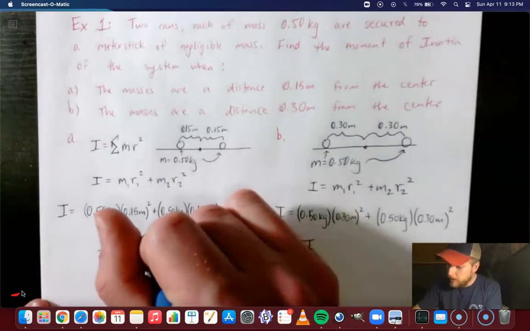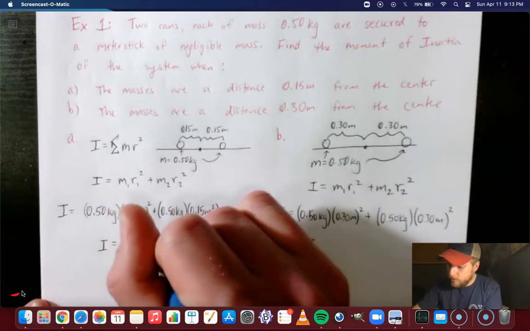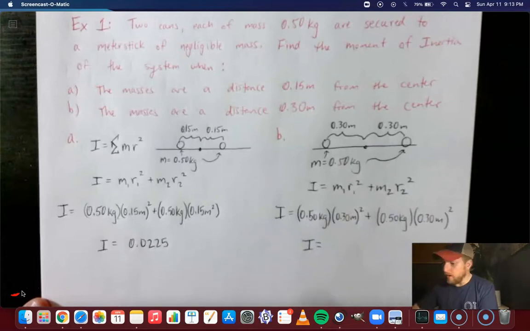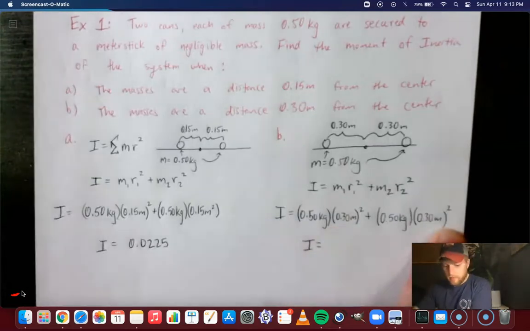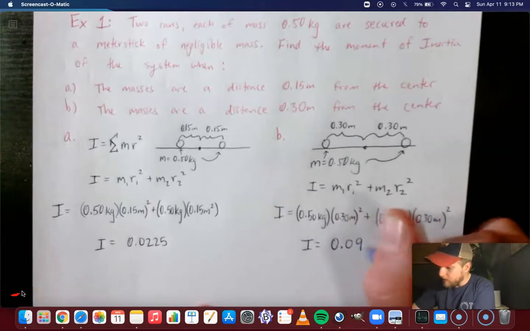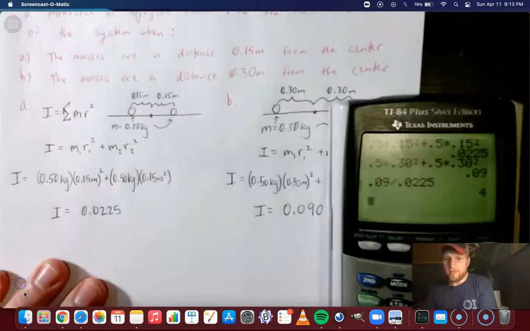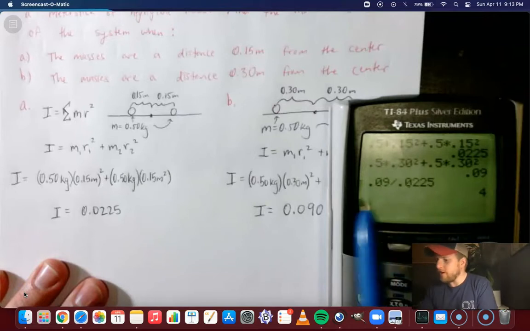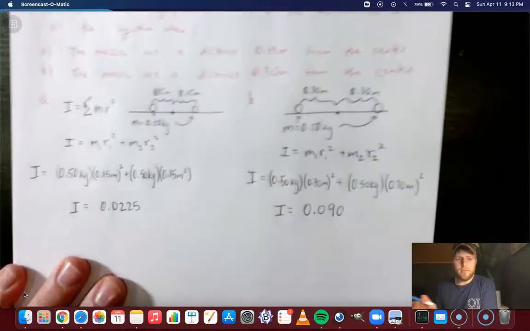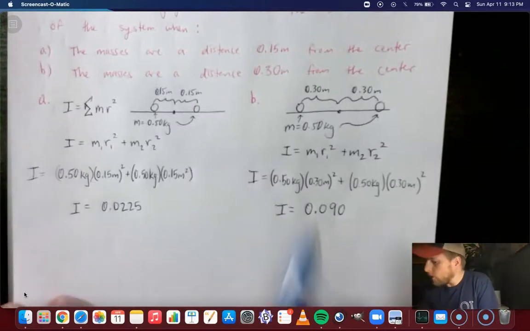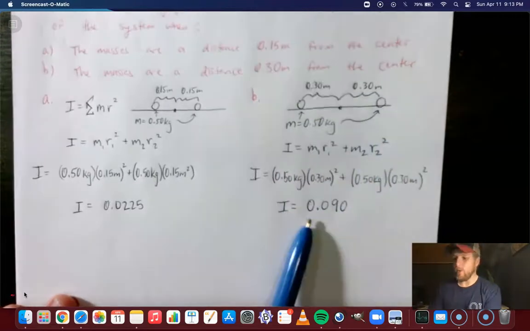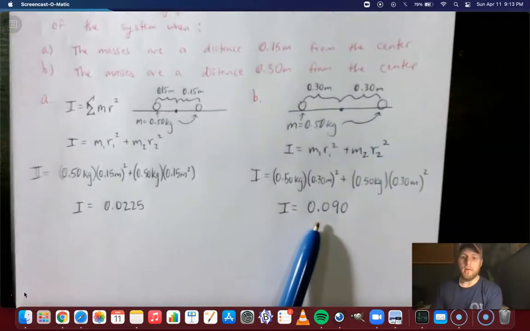You get 0.0225. We'll figure out the units in just a second. And for the other one, where I doubled the distance, we end up with 4 times that amount, 0.090. Just to verify that it is indeed 4 times larger, I just did a quick division there. Those numbers aren't very intuitive, but you can see how this worked. I doubled the distance of the masses, and it quadrupled the moment of inertia.